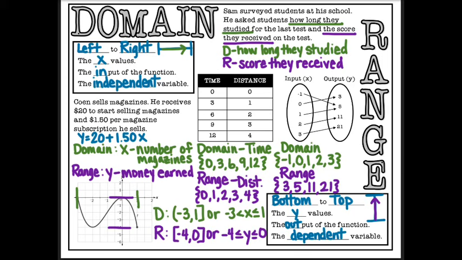So I've just talked about domain and range in a variety of different ways. As we go through the review, we may bring it up again when we're looking at different types of functions. But this is just a good start to talk about domain and range and how they're related in different situations. Remember, domain is from left to right on the graph. It's the x values, the input of a function, and the independent variable. The range is the bottom of the graph to the top of the graph. It's the y values, the output of the function, and the dependent variable.